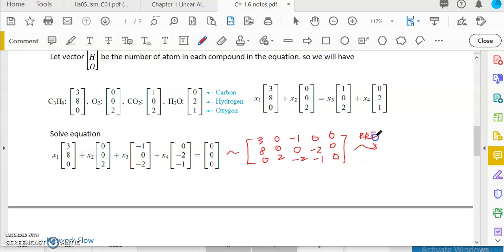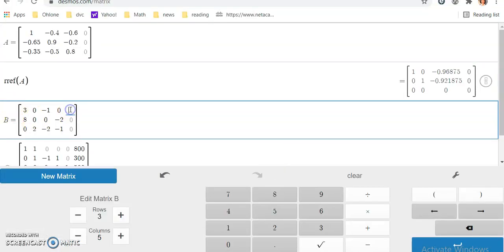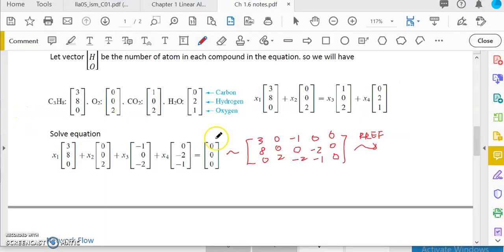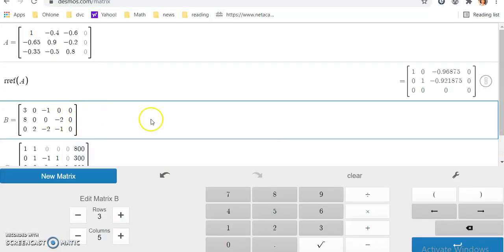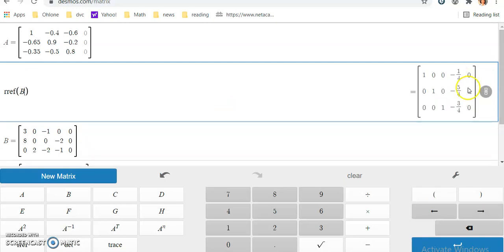Row reduce to row echelon form. So put it in. I have it here. 0, 0, 0, 3, 8, 0, 0, 2, -1, so -2, -1. So reduce the row vectors of B. It becomes, let's do the exact value.